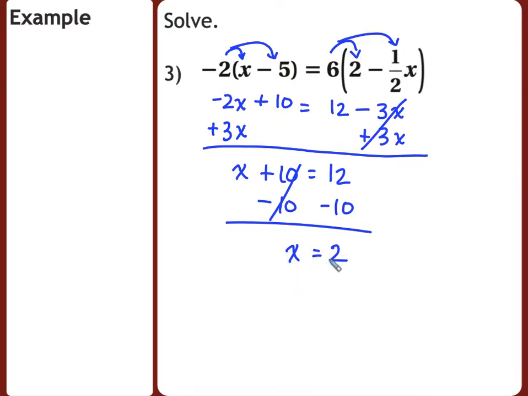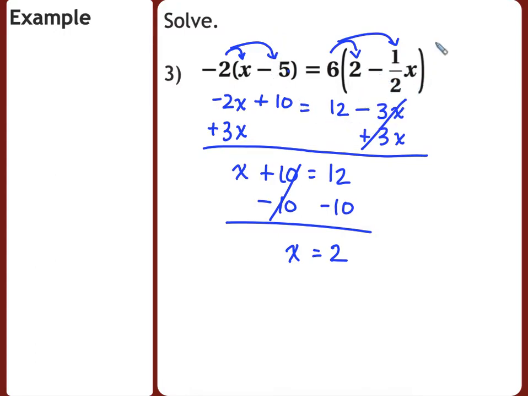Now for any of these, remember you can check your answer by substituting in the variable and the value into the original equation. So let's just do mental math. Let's put 2 in for x. So 2 minus 3 is negative 3. Negative 3 times negative 2 is positive 6. So the left-hand expression would be positive 6.